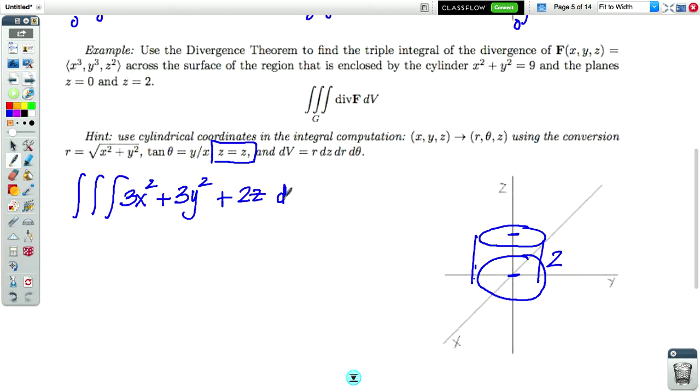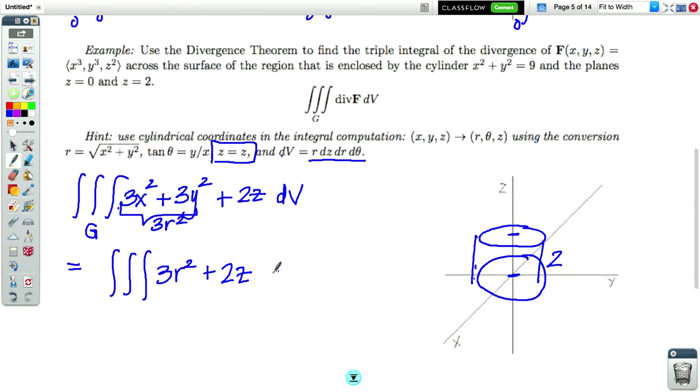And now I'm going to convert to cylindrical coordinates before I keep going. The reason that I'm going to convert to cylindrical coordinates is, first of all, because this is a cylinder. Despite my drawing, it is a cylinder, so that sort of suggests that cylindrical coordinates would be perfectly appropriate here. And then also I have this 3x squared plus 3y squared, which would give me 3r squared. And then notice 2z, well, z just converts to z, so that actually doesn't change at all. And dV converts to r dz dr d theta.